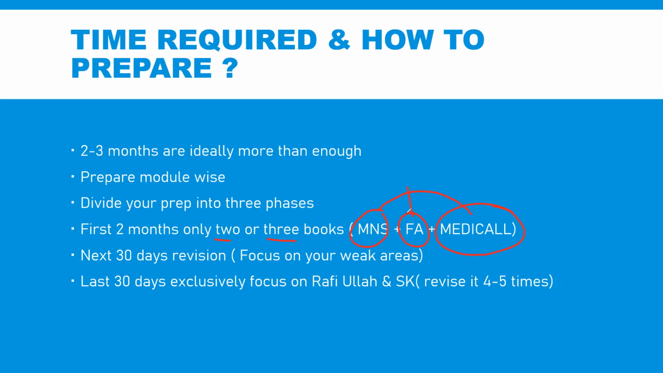You have to use these 3 books for the initial 2 months, and after that, in the next 15 or 20 days, you can focus on your weak areas. Once you are done with these, you can look for your weaknesses and check them. If you are weak in any area, like the cardiovascular system or the endocrine system, go and do that system once again, and make it perfect in these last 15 to 20 days.